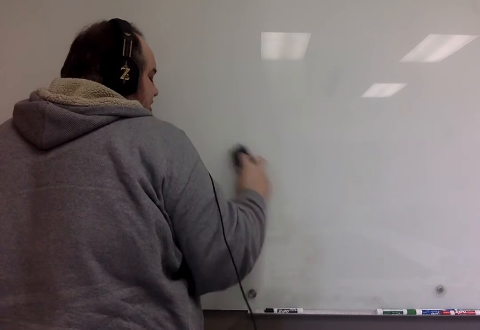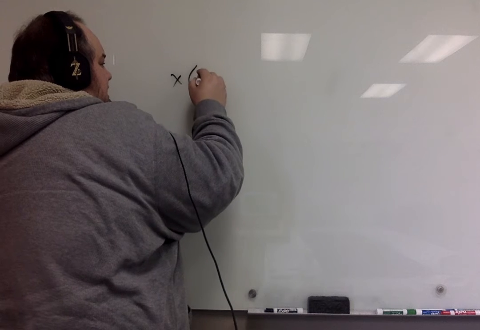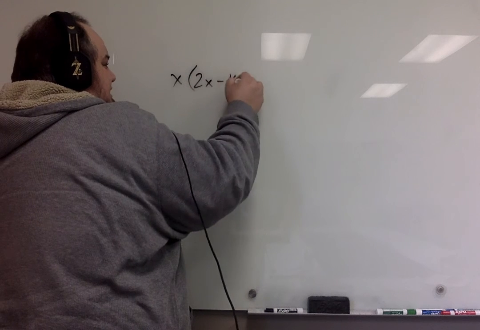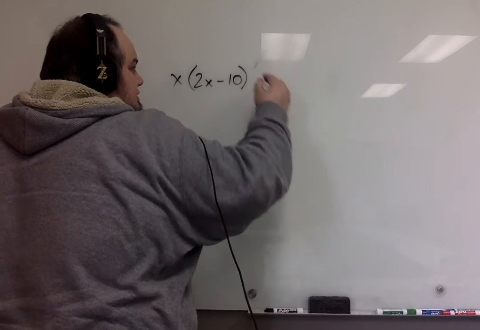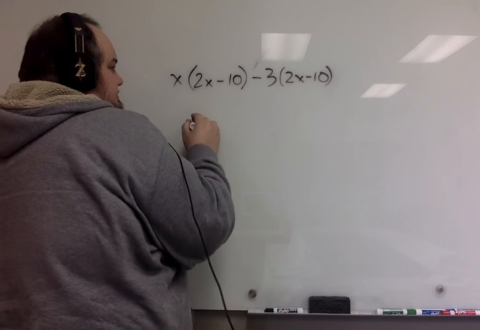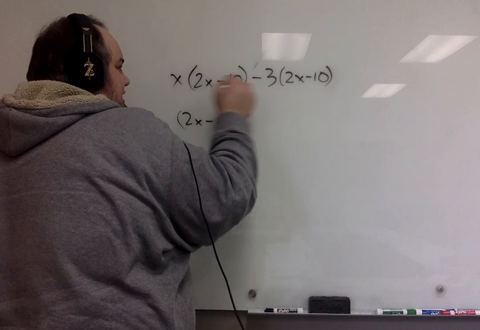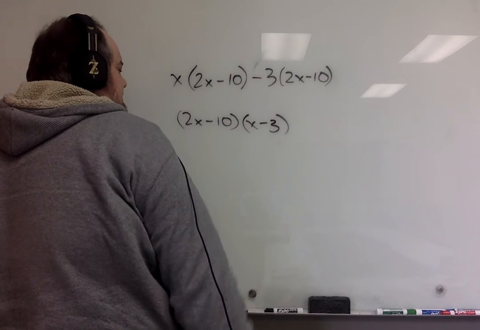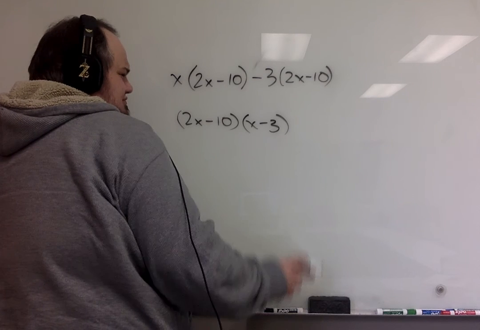Let's look at one more example of that. Let's say we had x times 2x minus 10 minus 3 times 2x minus 10. So we have 2x minus 10, that's our common factor, and we're factoring out x minus 3. So that's our answer. So that's it. Let's do one more thing though.